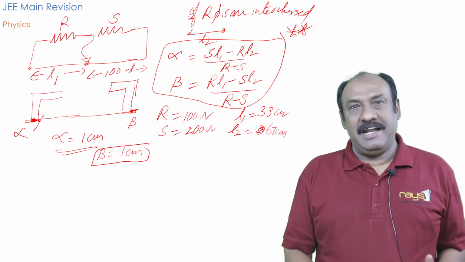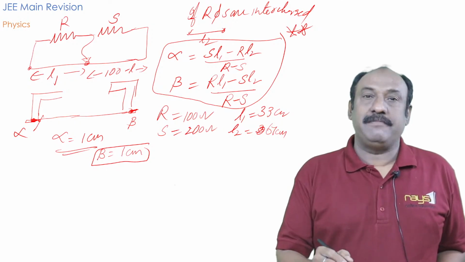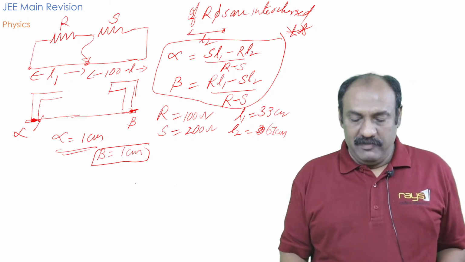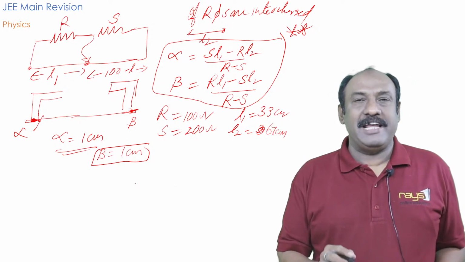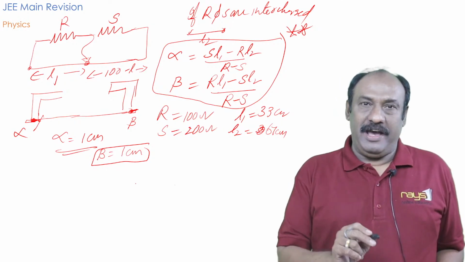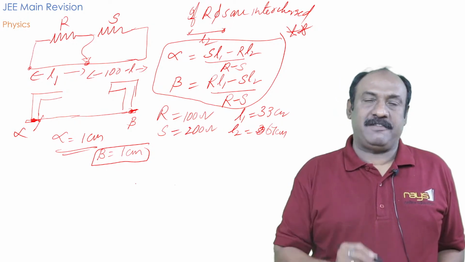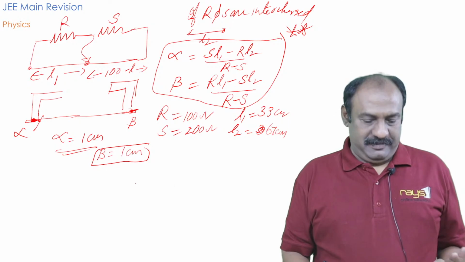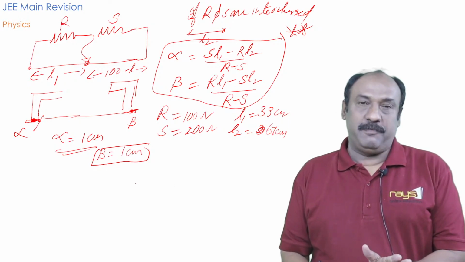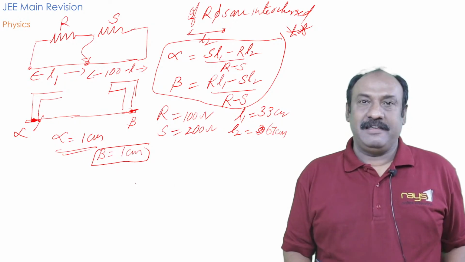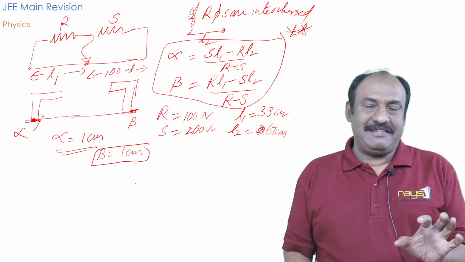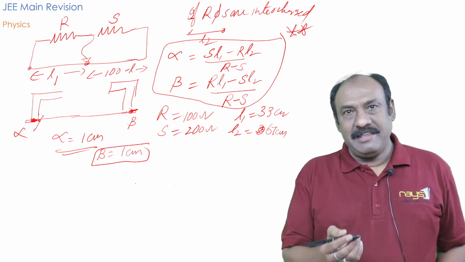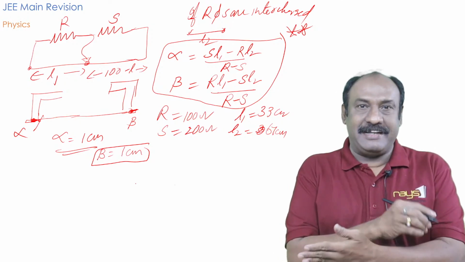So end correction on the left side is (S into L1 minus R into L2) by (R minus S). End correction on the right side is (R into L1 minus S into L2) by (R minus S), where L1 and L2 are the balancing lengths when P and Q are in the left and right gaps. If they are interchanged, the balancing length is L2. It is from the left side to the balancing point L1; the remaining is 100 minus L1, that is not L2. So L1 is the balancing length when R and S are in the left and right gaps, and L2 is the balancing length when these two resistors are interchanged.